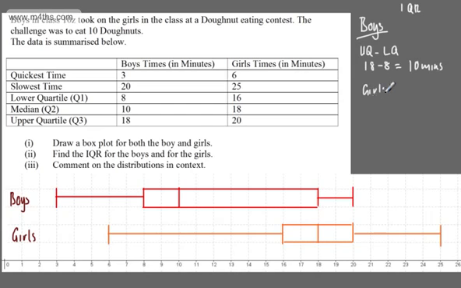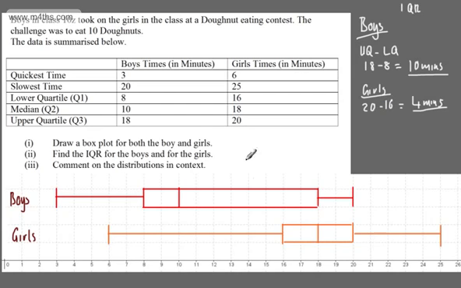For girls, what we've got then is the upper quartile minus lower quartile. Upper quartile is 20, lower quartile is 16, and that's going to give me 4 minutes. So what does this say? This says now, comparing these two, that the girls were more consistent.